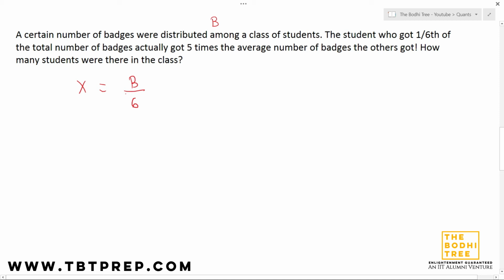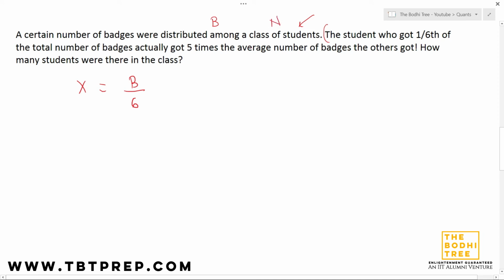Alright, so I hope you have understood the question. I'm sure this might look a bit confusing at first, but trust me, it's easy. Let's go step by step. So we have understood what is being said in the first sentence. There are a certain number of badges, which we have assumed to be B, distributed among a class of students. So we'll have to assume some number of students as well. Let's assume the number of students to be N.